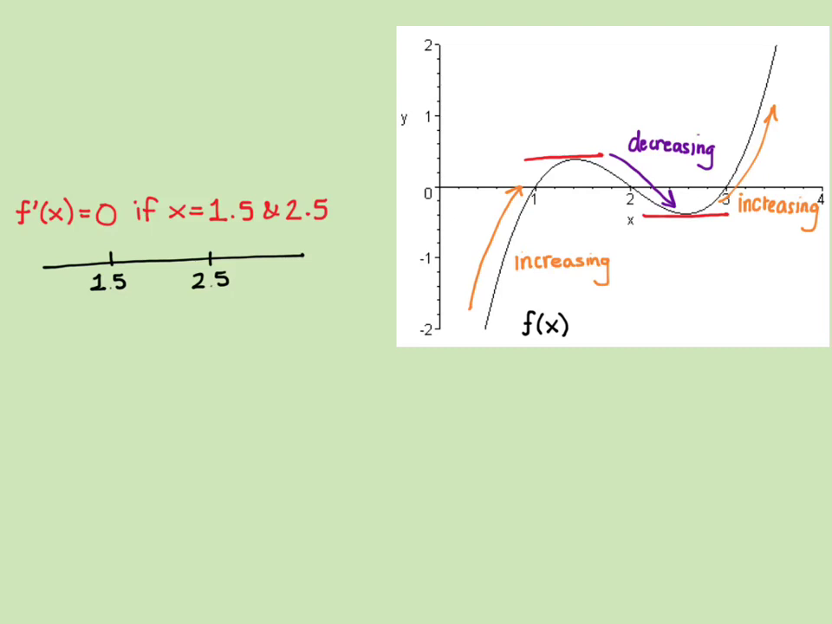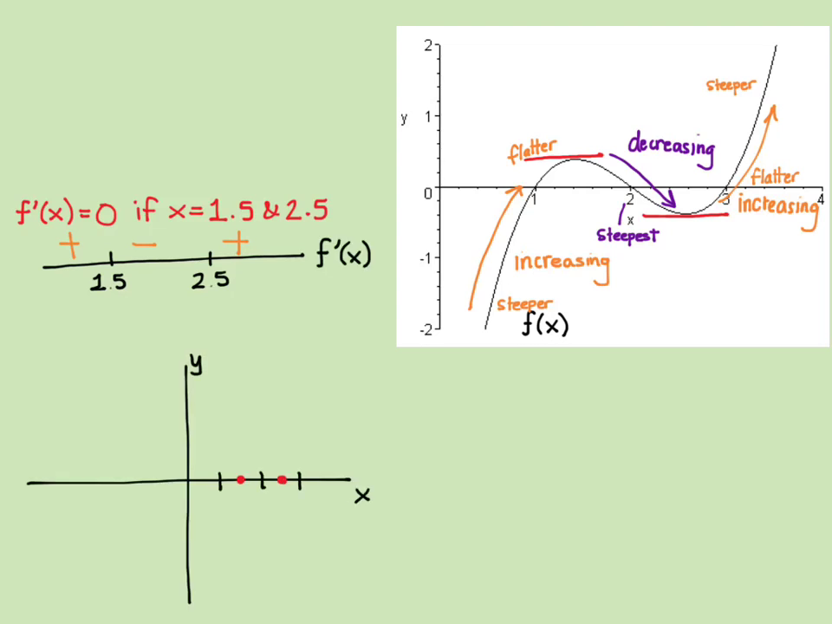Notice that this function is increasing everywhere below 1.5, decreasing in between 1.5 and 2.5, and then increasing greater than 2.5. Furthermore, the function is steeper the further away we are from the two horizontal tangent lines. So going back to our number line, we have a positive value less than 1.5 and a positive value greater than 2.5, but a negative value in between 1.5 and 2.5.